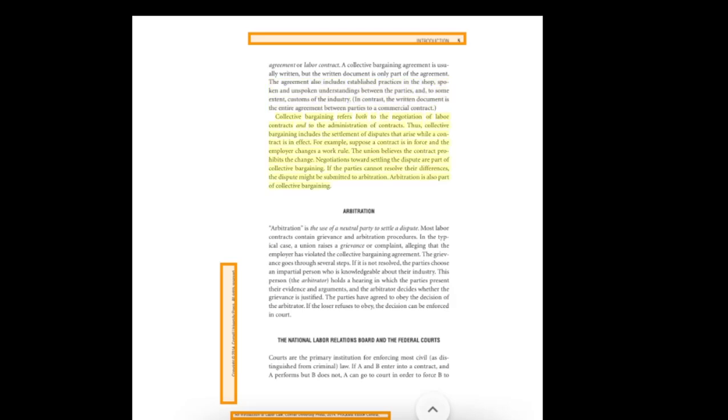Collective bargaining refers both to the negotiation of labor contracts and to the administration of contracts. Thus, collective bargaining includes the settlement of disputes that arise while a contract is in effect. For example, suppose a contract is in force and the employer changes a work rule. The union believes the contract prohibits the change. Negotiations toward settling the dispute are part of collective bargaining. If the parties cannot resolve their differences, the dispute might be submitted to arbitration. Arbitration is also part of collective bargaining.